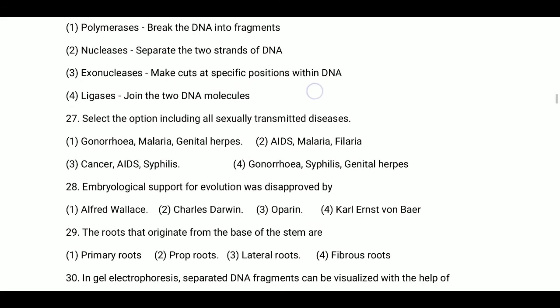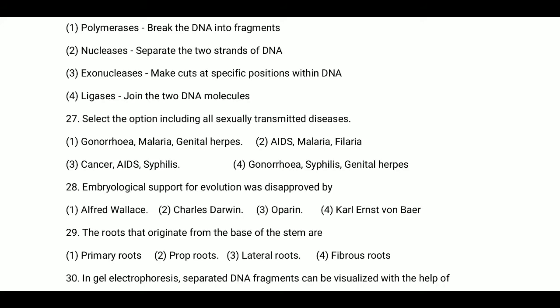Then select the option including all sexually transmitted diseases only. Gonorrhea, malaria, genital herpes; AIDS, malaria, filaria; cancer, AIDS, syphilis; gonorrhea, syphilis, genital herpes. So basically in this question, gonorrhea and genital herpes are both STDs, but malaria is not an STD. Malaria in the second option is also not an STD. Filaria is also not an STD. In the third option, cancer is also not an STD. Fourth option is correct: gonorrhea, syphilis, and genital herpes. All three are sexually transmitted diseases. So the fourth option is the right answer.